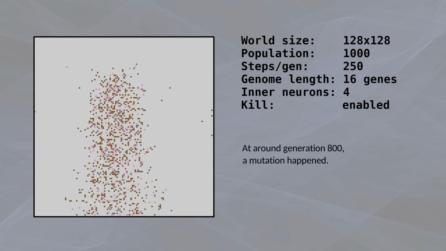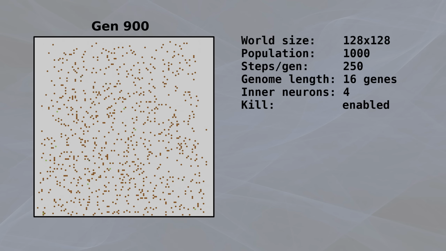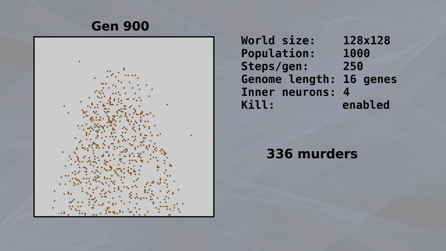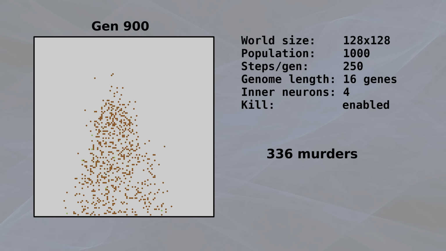But then a mutation happened. Somewhere around generation 800, a mutation happened where a child was born who made its way to the center spawning area by killing others in its path, and it passed on its genes, and those children passed on their genes, and those children passed on their genes. Here's generation 900. In generation 900, they're trying to get to the center spawning area, but a third of the population dies violently by those who are exercising their kill genes.